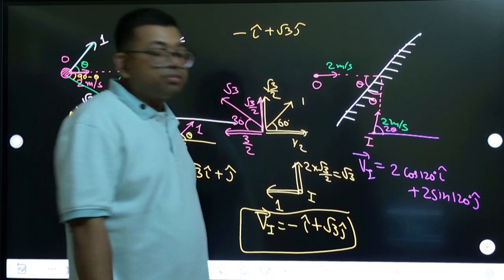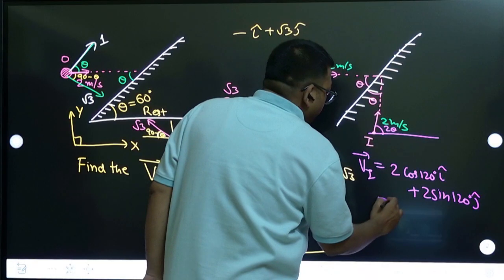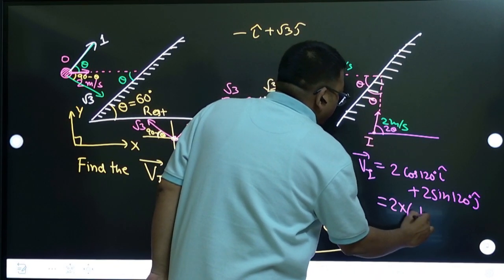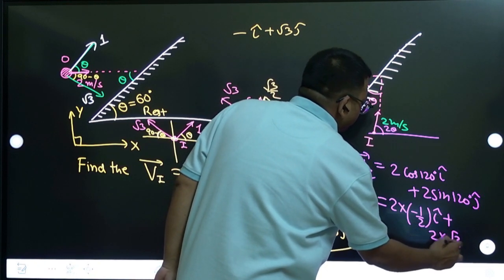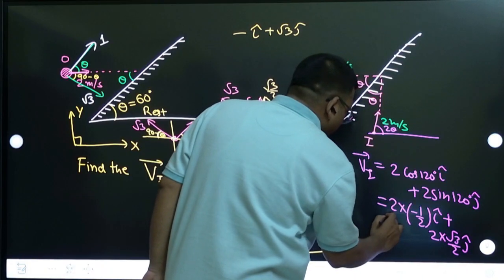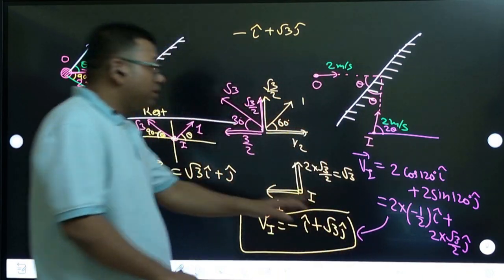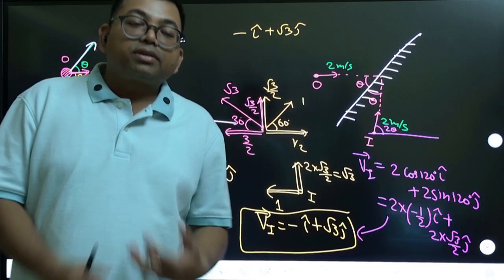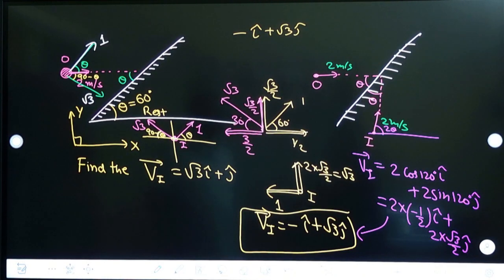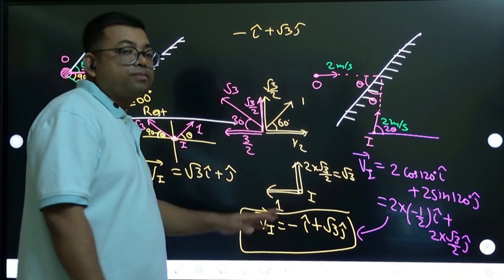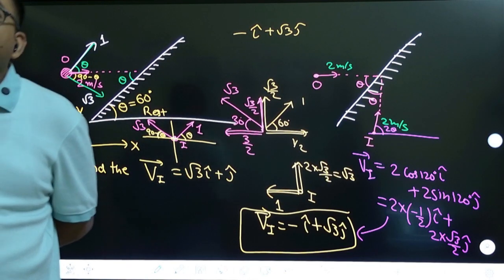Cos 120 degrees is minus half. So if you substitute, 2 into minus half i cap plus 2 sine, which is root 3 by 2, j cap. So you got the answer in one step, right? You can see that it is coming. This is what a shortcut is. Shortcut means it will give you the answer within one or two steps and will save time. Are you understanding this?